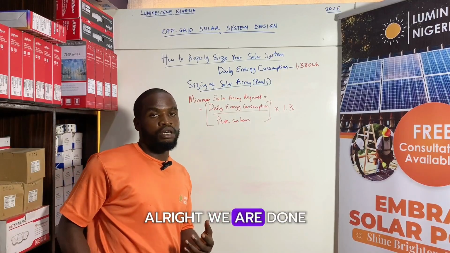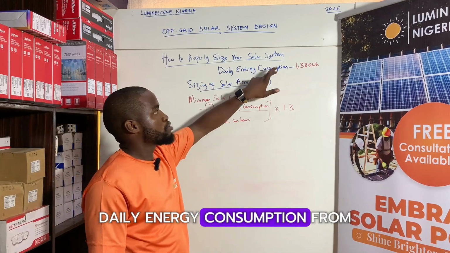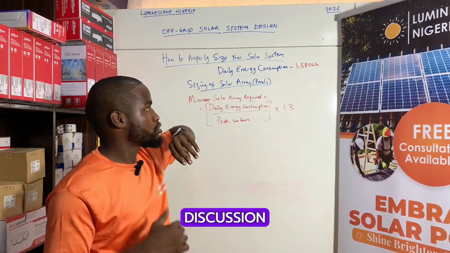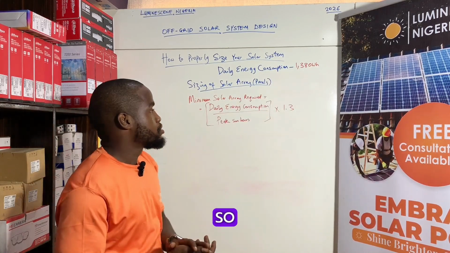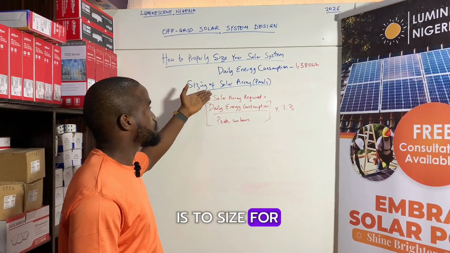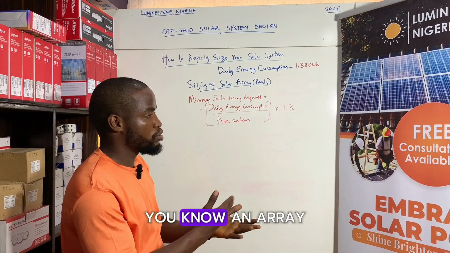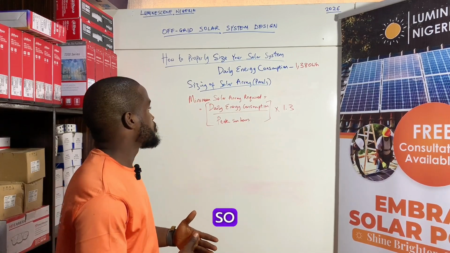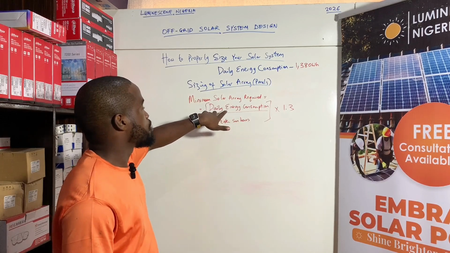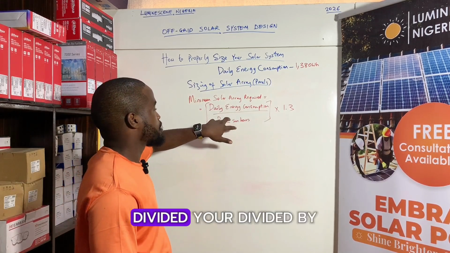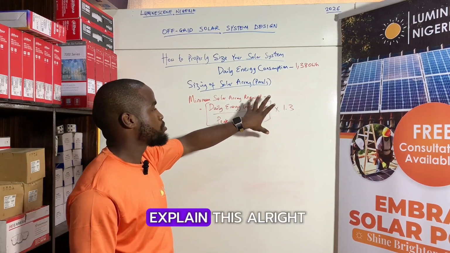All right, we are done calculating our daily energy consumption from our last discussion, where we had 1,380 watts from our load analysis. So the next step here is to size for solar array panels. When I say solar array, that means an array is a number of panels. So the formula for that is: minimum solar array required is daily energy consumption divided by your peak sun hours times 1.3. All right, so I will explain this.